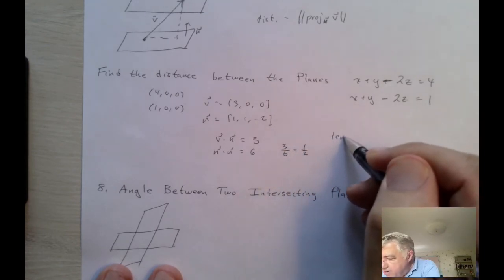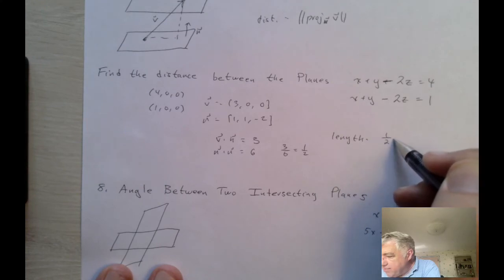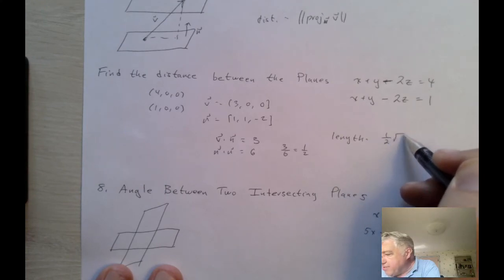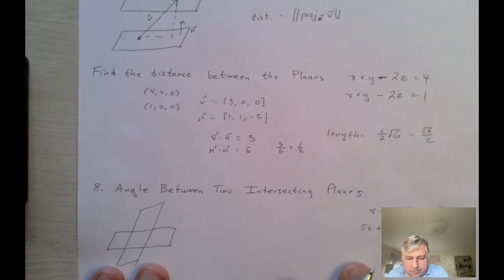So the length is 1/2 times the length of v, which we know is the square root of 6. So that's the square root of 6 over 2. Okay.